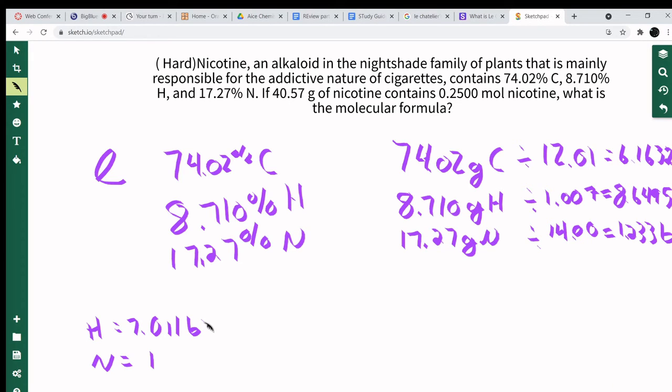Then we're going to go ahead and take 6.1632 divided by 1.2336. And that's going to give us 4.9961. These numbers, they're all coming from a machine, which means that we can go ahead and make an assumption here that they're all approximate.